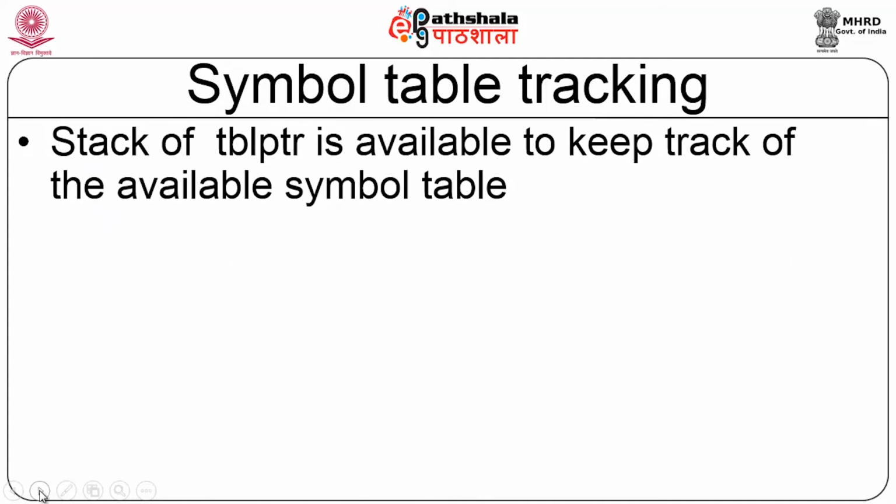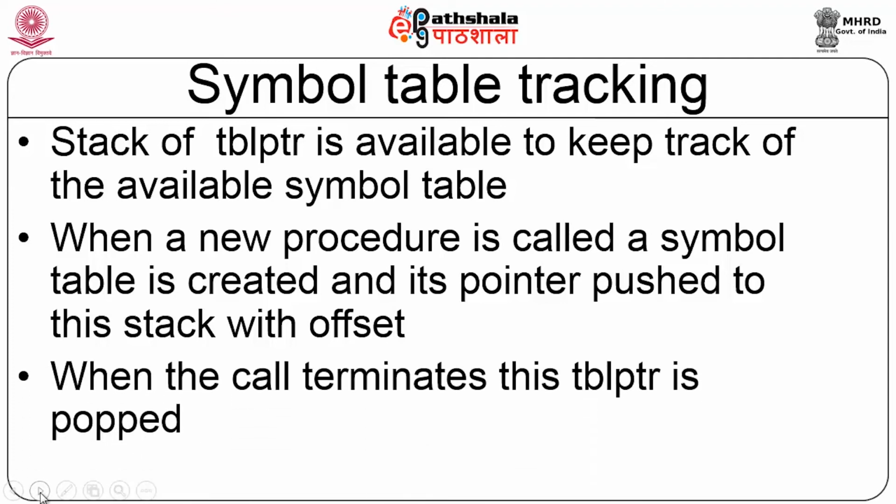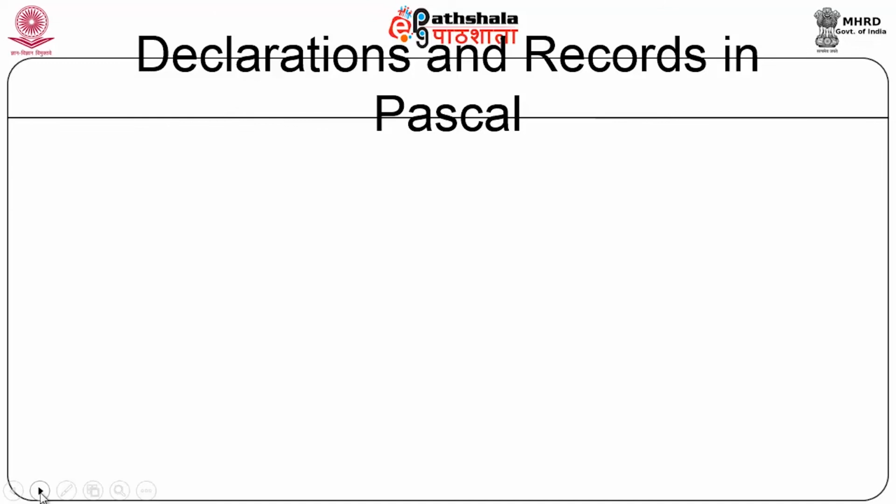So, as I already said, a stack of table pointers is available to keep track of the symbol tables. When a new procedure is called, a symbol table is created and its pointer is pushed to the stack with an offset, or I can maintain two stacks, one as an offset stack, the other as a stack of table pointers. When the call terminates, this table pointer is popped as well as the offset, and then control returns to the calling function, whose table pointer information and offset will be available at the top of the stack.